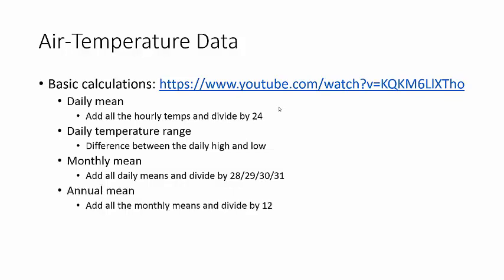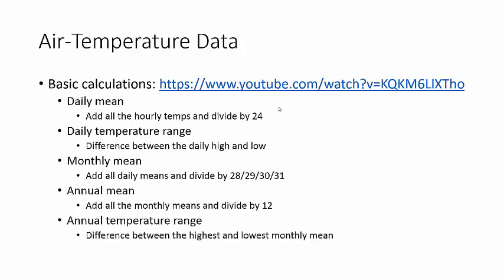Annual mean, you take all of those monthly means and divide by 12. I can say 12 because there's only 12 months in a year. So all 12 monthly means, add them all up, divide by 12. And then the annual temperature range, take the highest and the lowest monthly mean, subtract. High minus the low, there's your temperature range.